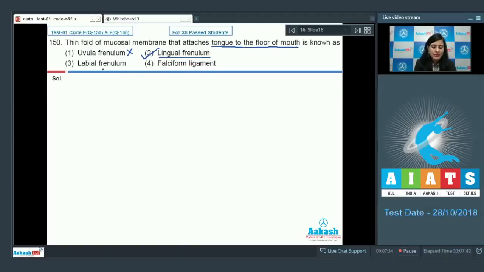The third option given is labial frenulum. And this is an incorrect option because labial frenulum attaches lips to gums. So this is an incorrect option. The last option given is falciform ligament. And this ligament is associated with liver. So this is an incorrect option. So the correct answer for this question is option number 2. Let's move on to the next question.